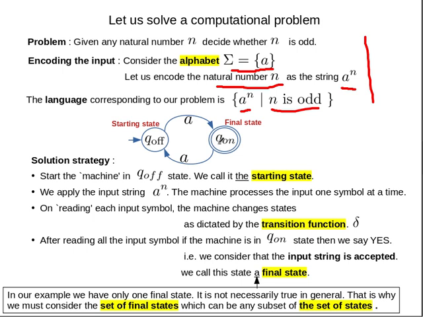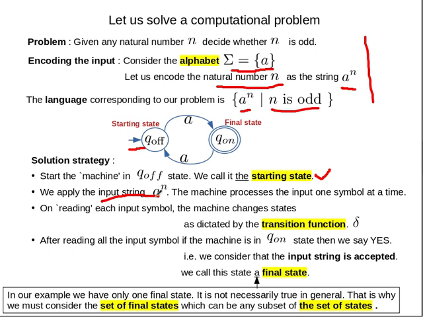The strategy is that you start with this q-off state. This is the starting state, which I have marked with this additional arrow. This means that you start with this state. We call this the starting state, and then you apply the input. You apply the input string a to the n. If your input to the problem is the natural number n, that we encode as a to the n, and that is a string, this string is an input to our finite automaton.